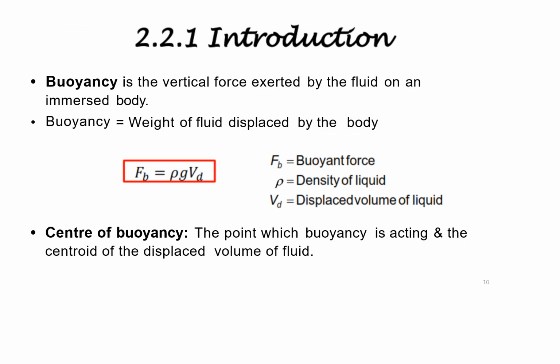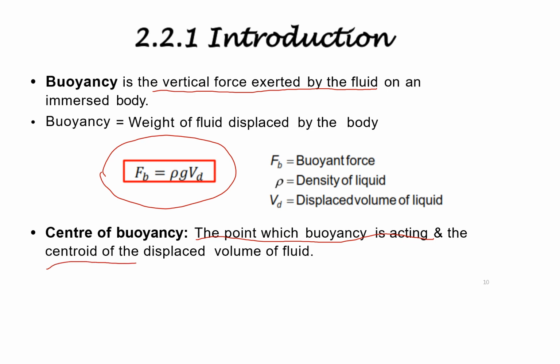Then 2.2.1 is the introduction. What is the definition of buoyancy? Buoyancy is the vertical force exerted by a fluid on an immersed body. It can also be known as the weight of fluid displaced by the body, and we use this formula to calculate the buoyant force: Fb is the buoyant force, rho is density, and Vd is the displaced volume. And then we should know what the center of buoyancy is.